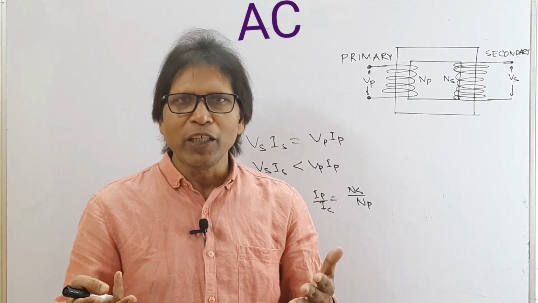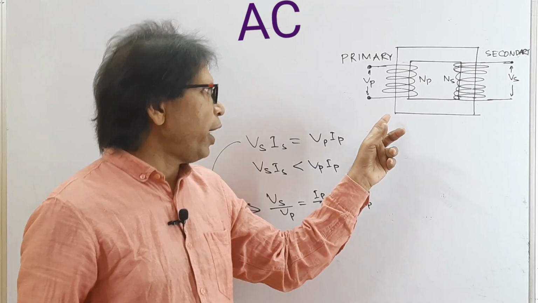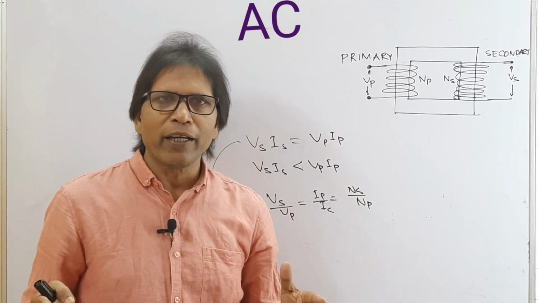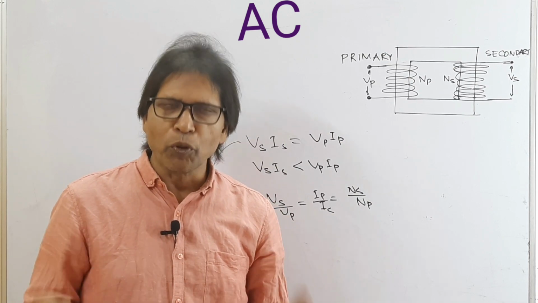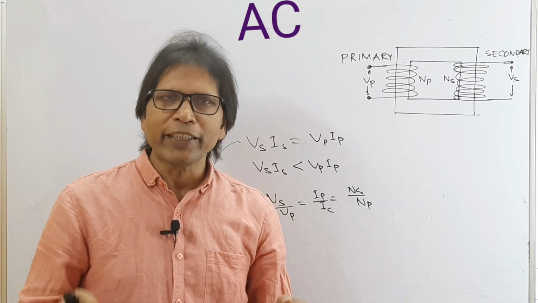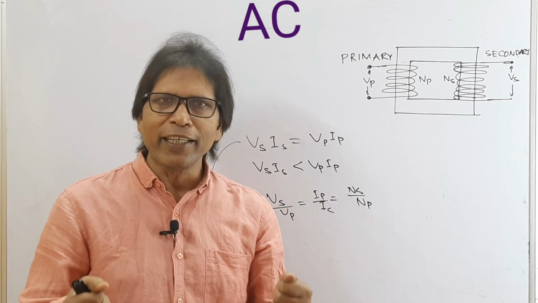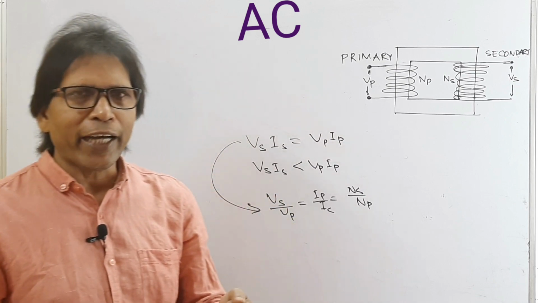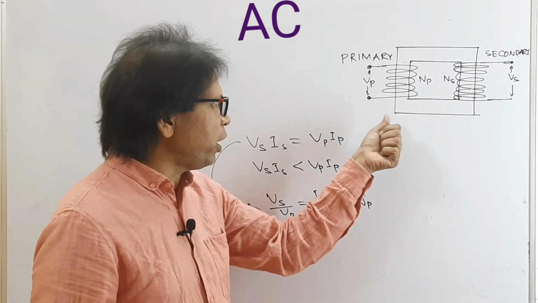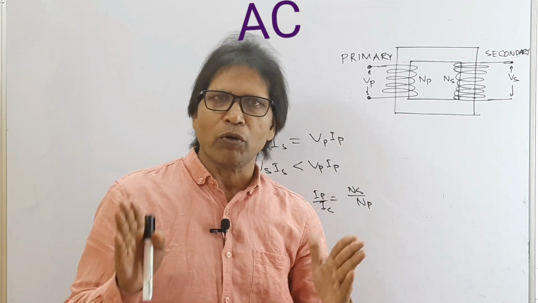Now loss due to eddy current. As the core of the transformer is soft iron, some eddy current is produced, and due to this eddy current some energy is dissipated. This eddy current will be minimized by using a laminated iron core.